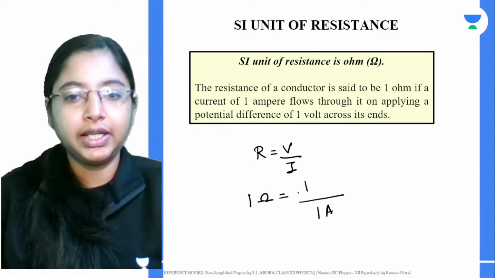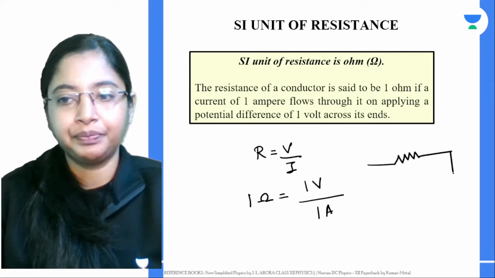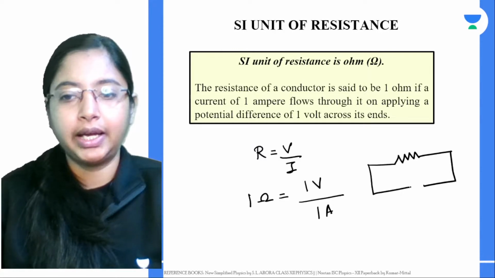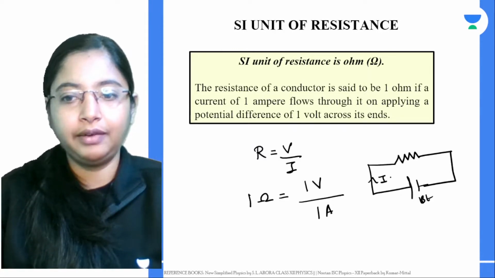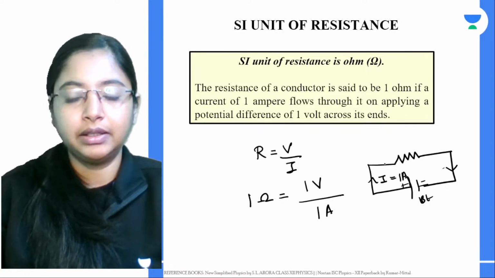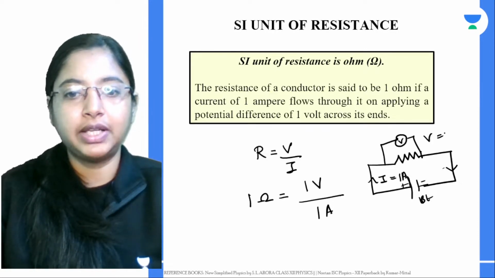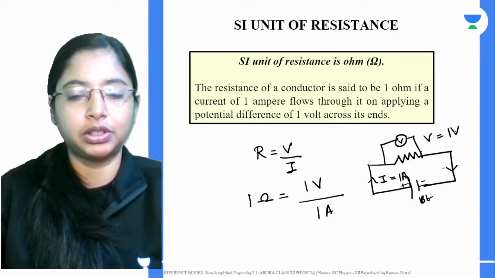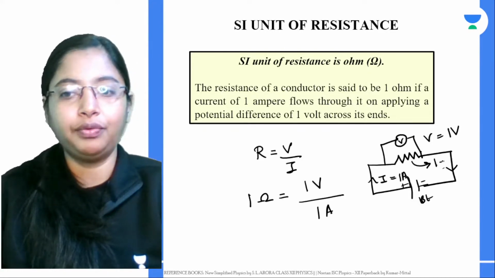And the voltage difference across the ends of the circuit is 1 ohm. Let's say you have a resistor, a conductor, and the current flowing through the circuit is 1 amp. If you connect a voltmeter over here, the potential difference applied across the ends of the conductor is 1 volt. Then this particular resistor has a value of 1 ohm.